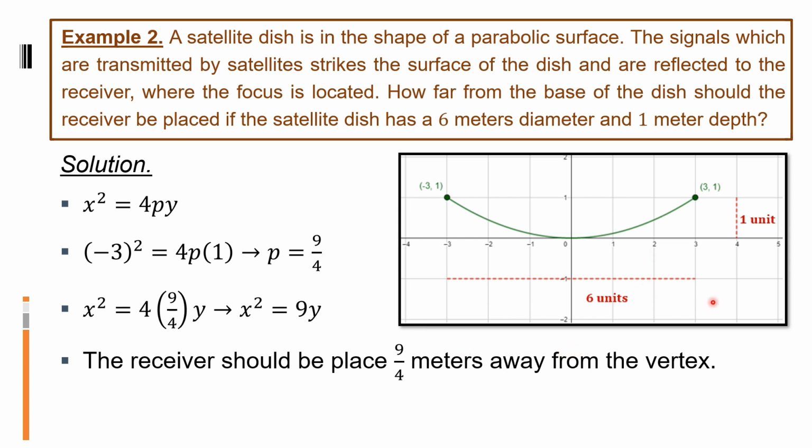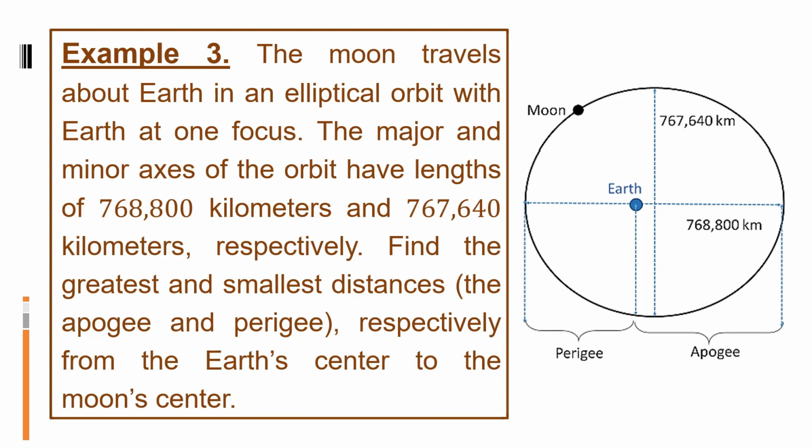So, around 2 point something. Okay? Nandun yung ating receiver. The moon travels about Earth in an elliptical orbit with Earth at one focus. The major and minor axes of the orbit have lengths of 768,800 kilometers and 767,640 kilometers respectively. Find now the greatest and smallest distances respectively from the Earth's center to the Moon's center.